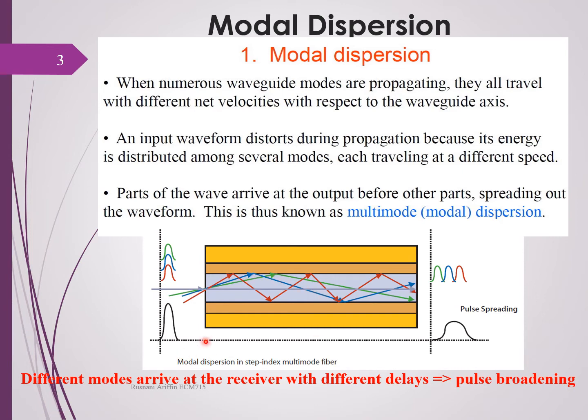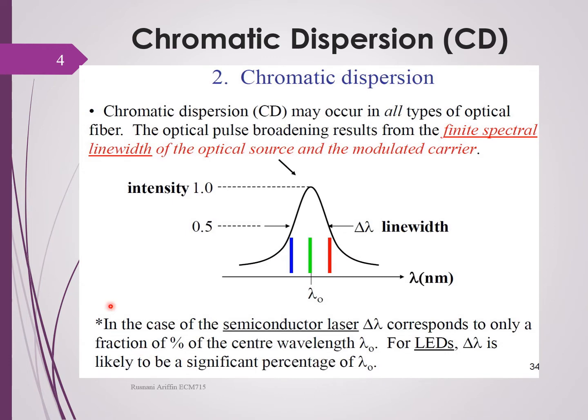These different paths or modes will arrive at the receiver with different delays, because the distances of the paths are different. That is why they reach the receiver at different times. Due to this phenomenon, multimode or modal dispersion, or pulse broadening, will occur. You can see the pulse spreading at the receiver. This is what we call modal dispersion. Previously we looked at modal dispersion, which occurs only in multimode fiber.